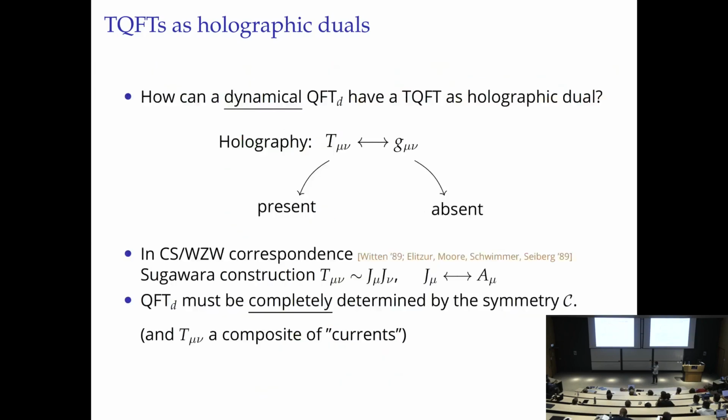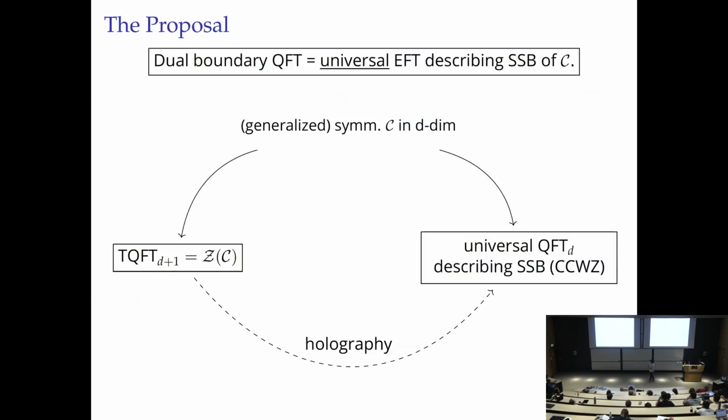So as I told you, the quantum field theory must be some special type of quantum field theory, which should be completely determined by the symmetry. I will focus on continuous symmetries, and there is a very natural candidate for this, which is the universal effective field theory that describes spontaneous symmetry breaking of this continuous symmetry. So this is indeed canonically determined by the symmetry. If you give me a symmetry, there is a universal theory, the Goldstone theory, that describes the effective field theory for the symmetry breaking.